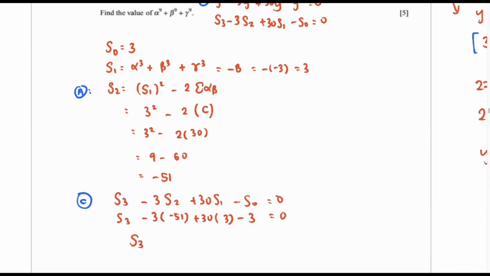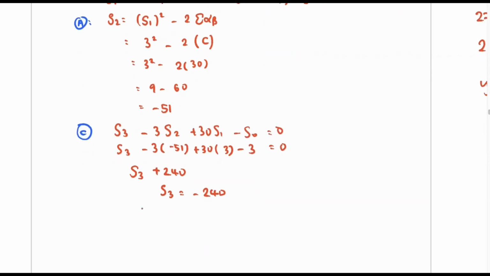Okay, so just use calculator to count all this. Then we will get 240. S3 equal to negative 240. So you get S3. Of course it is good to write down so that the examiner know you really understand what is S3. So S3 is alpha 9, beta 9, and gamma 9. So like that. That is the answer.